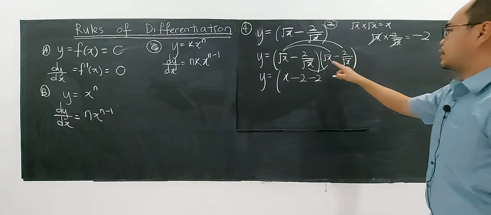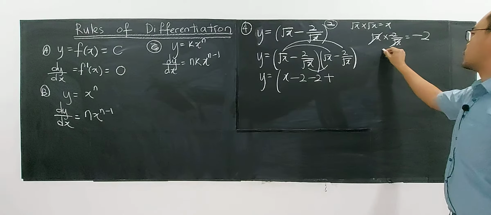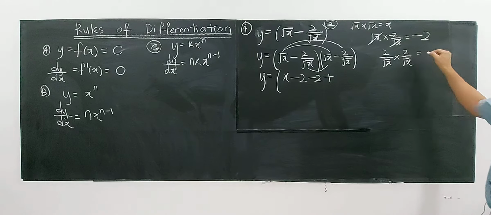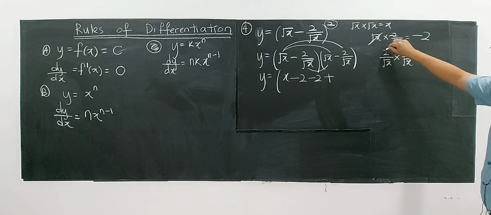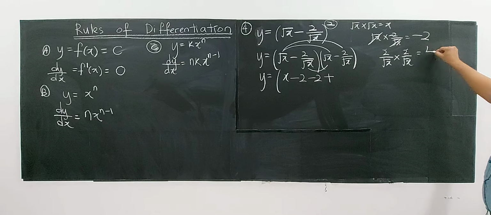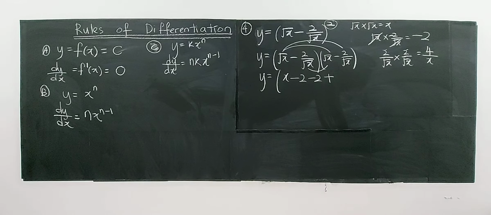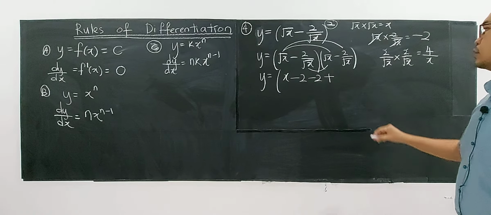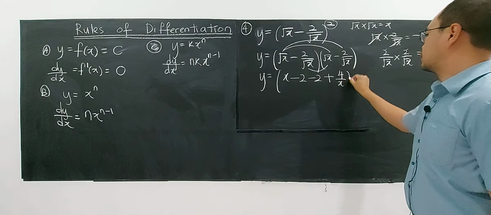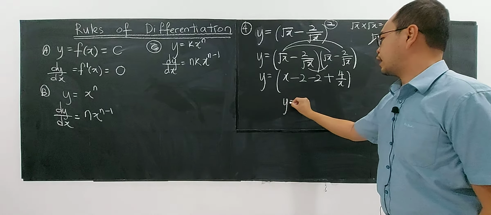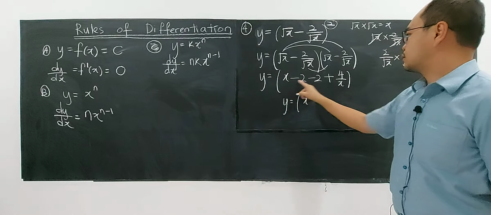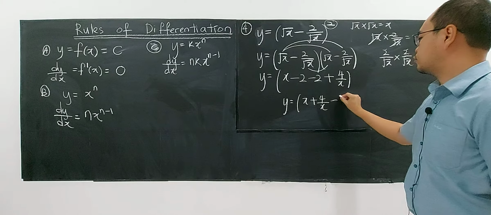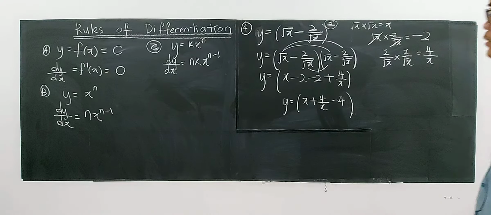Now followed by negative, negative, positive. So 2 over square root of x multiplied by 2 over square root of x. You are getting 2 times 2, you have 4. And square root of x times square root of x, you're getting x. So it means you have 4 over x here. So after you simplify, you have x plus 4 over x, negative 2, negative 2, negative 4. So this is the simplified form.